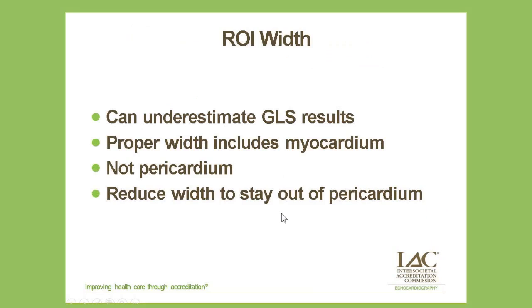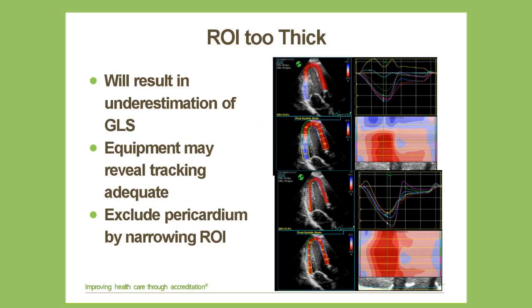Okay, region of interest width is another thing that the sonographer can control. You can underestimate your global longitudinal strain results if this is not set correctly. We want to ensure that the proper width includes the myocardium and does not include the pericardium. So if you see it overlapping over the pericardium, you'd want to reduce your ROI width to where you're staying out of the pericardium.